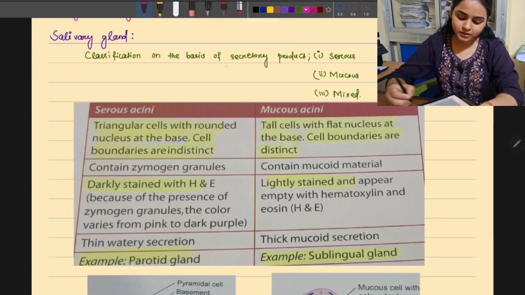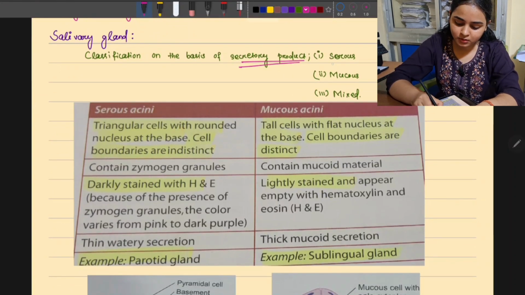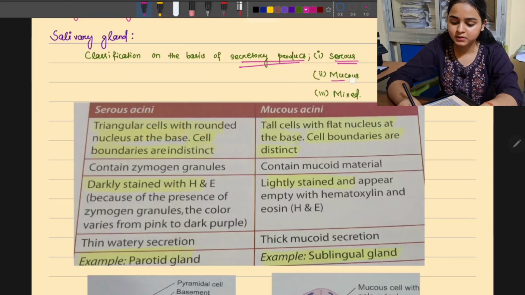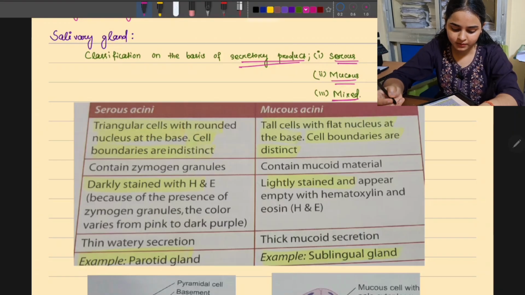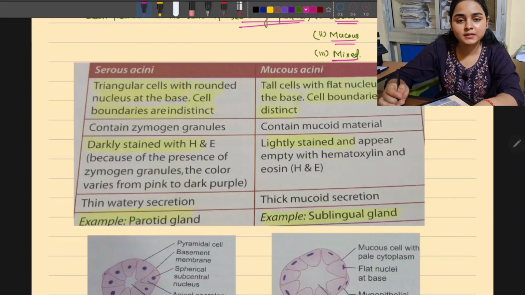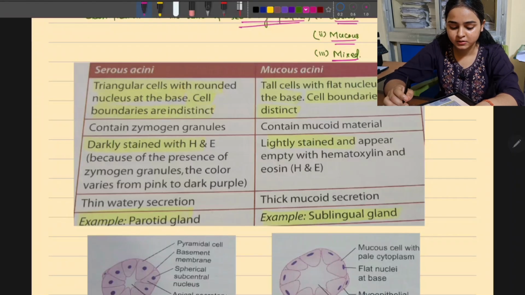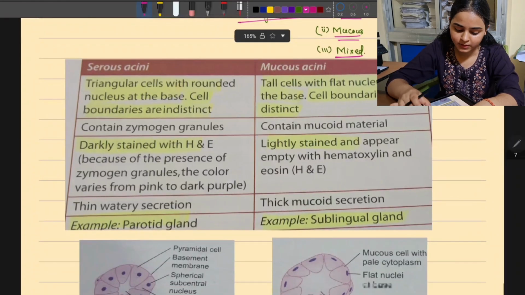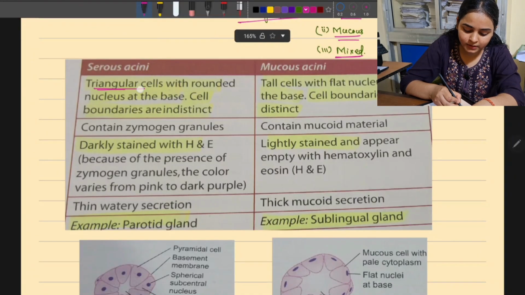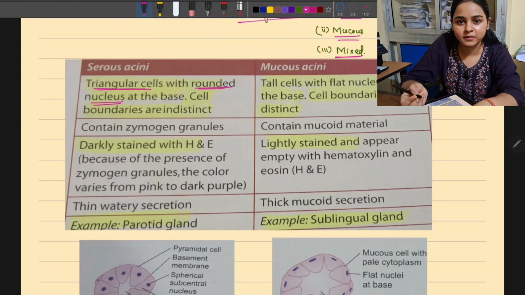So classification on the basis of secretory products. There are 3 types of glands, that is serous, mucous and mixed type of gland. So what is the difference between serous acinus and mucous acinus? This table is from IB Singh book, so you can also see it from there. Serous acinus is mainly the cells are triangular with rounded nuclei. This is the most identifiable feature.